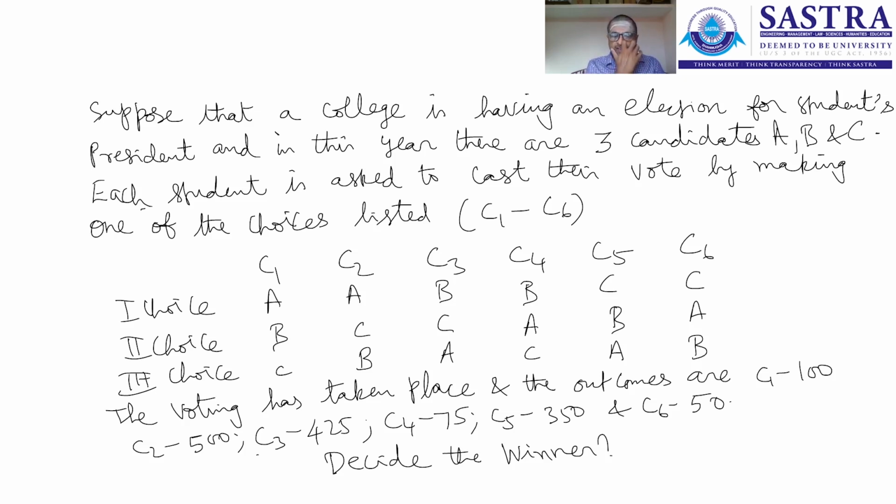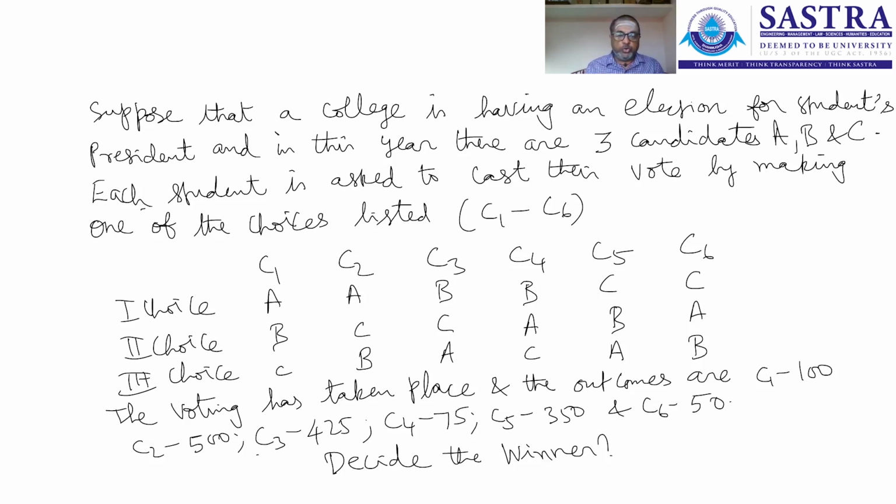After the election is complete and the counting is done, it is seen that for C1 we had 100 votes, for C2 we had 500, and for C3 we had 425. For C4 we had 75, and C5 and C6 have 350 and 50 respectively. So now we have to decide the winner.